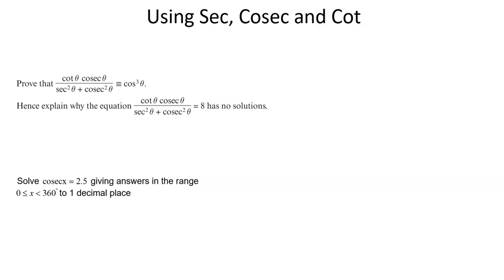So we can say that if cosec equals 2.5, then 1 over sine x equals 2.5, and then just rearrange this to say that sine x equals 1 over 2.5. Times that up, divide that down. And now we can solve this. We can solve this quite easily. We just do inverse sine.